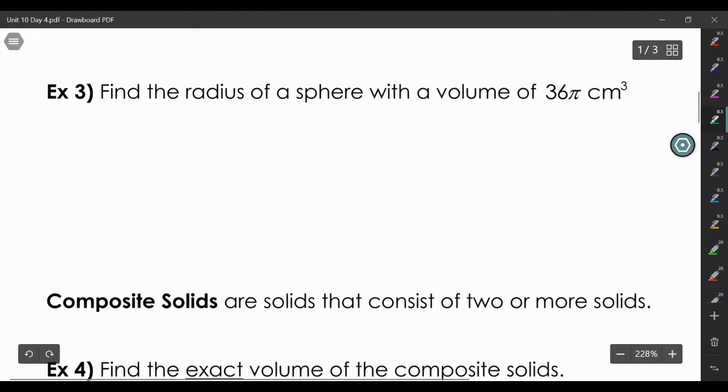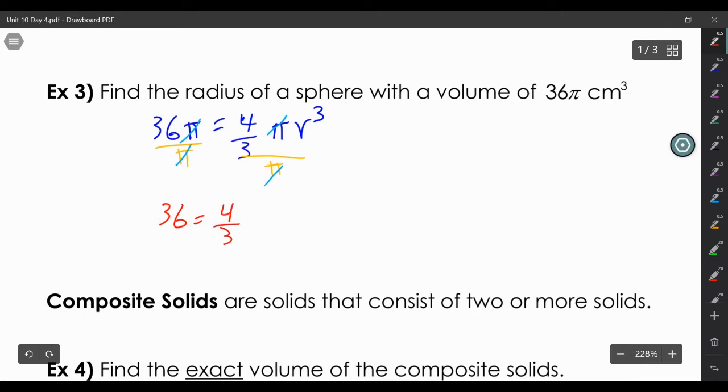And then example 3 is find the radius of a sphere with the volume of 36 pi cubic centimeters. So we're just going to go backwards. 36 pi is equal to 4 thirds times pi r cubed. Because we have pi on both sides, we can divide both sides by pi just to get rid of it, so we don't have to worry about this anymore. Then we are left with 36 equals 4 over 3 times r to the third power.